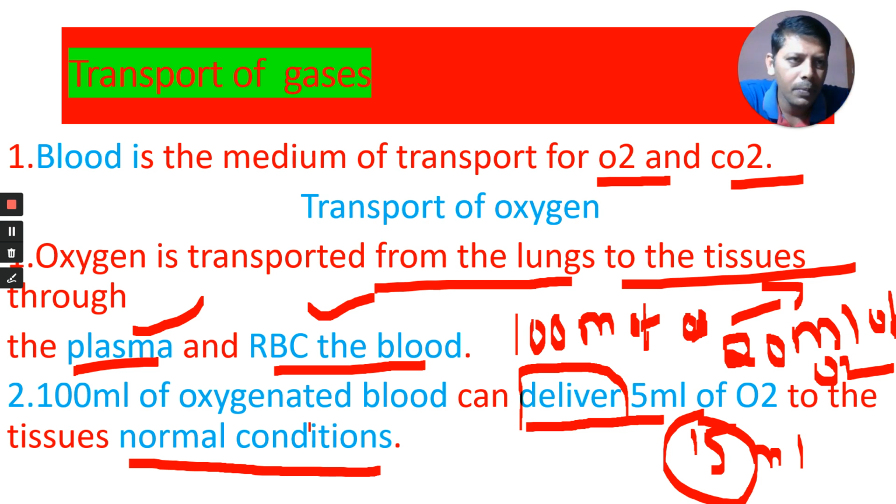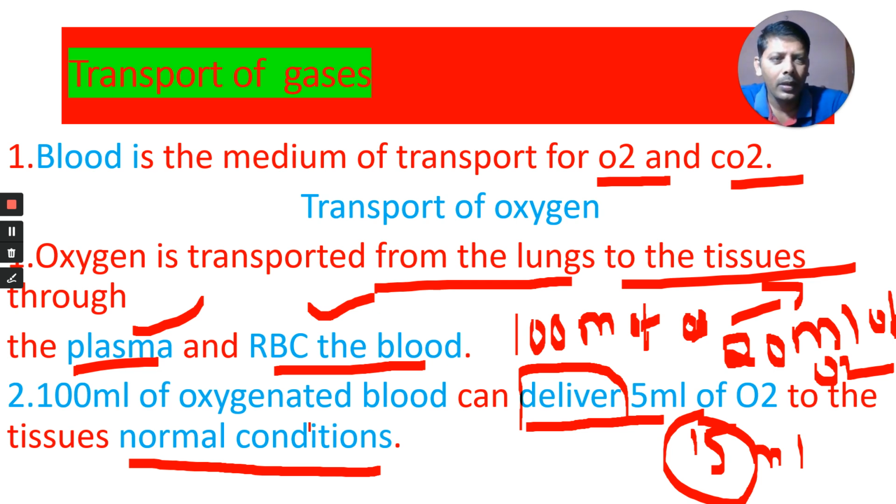For example, we have 5 liters of blood in our body. 1 liter means 1000 ml, and 1 by 10th of a liter is 100 ml. In 100 ml of oxygenated blood, for example in the pulmonary vein on the left side of the heart, it is carrying around 20 ml of oxygen, 19.4, around 20. But it is delivering only 5 ml of O2 to our tissues.